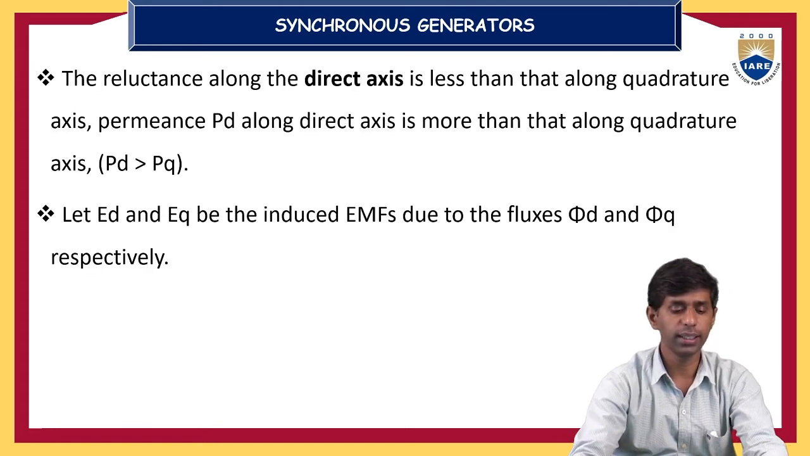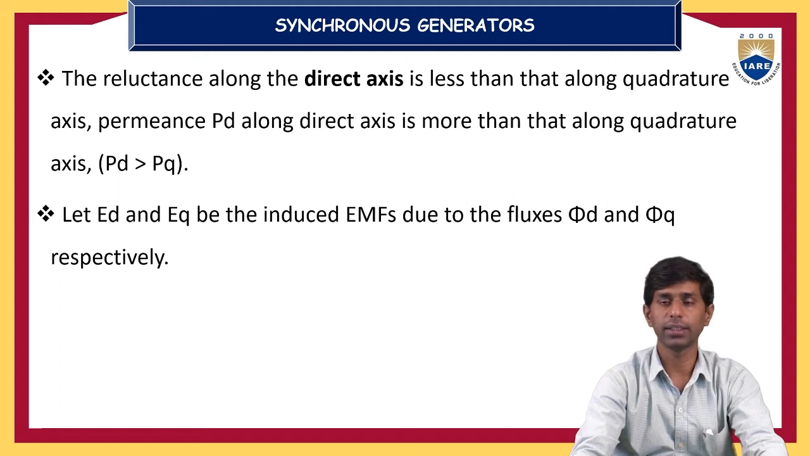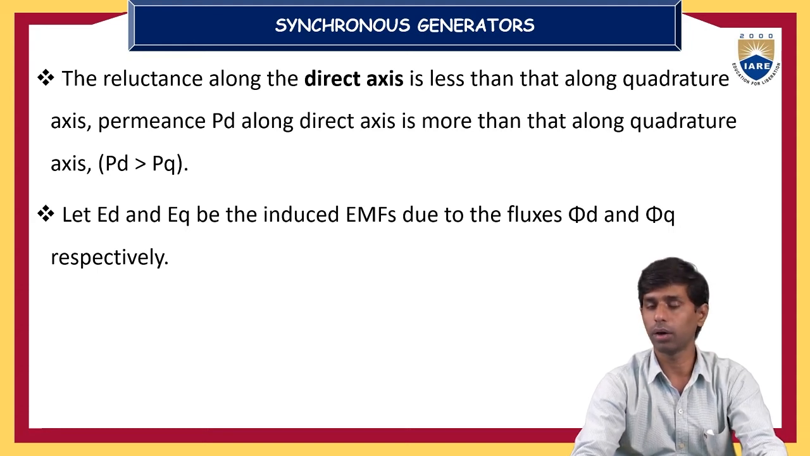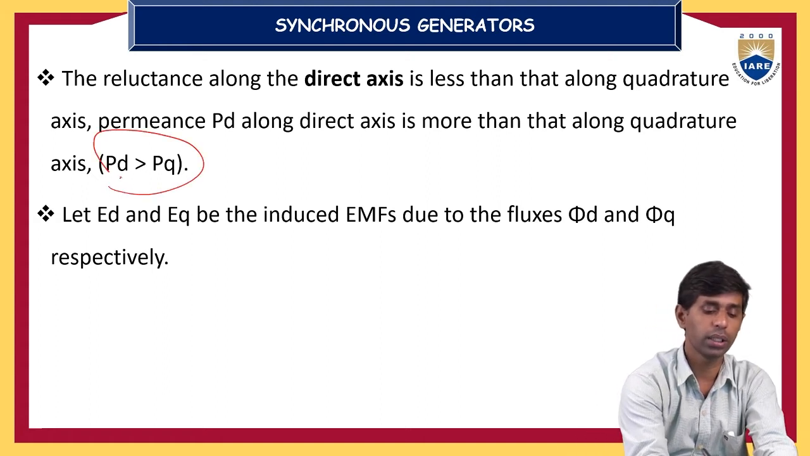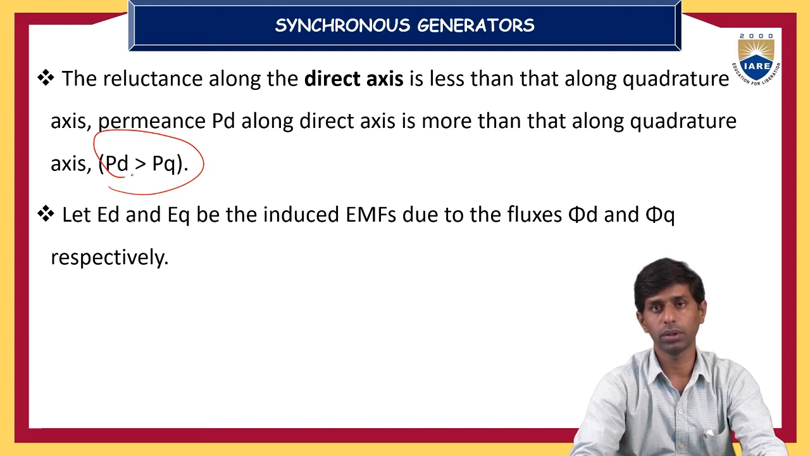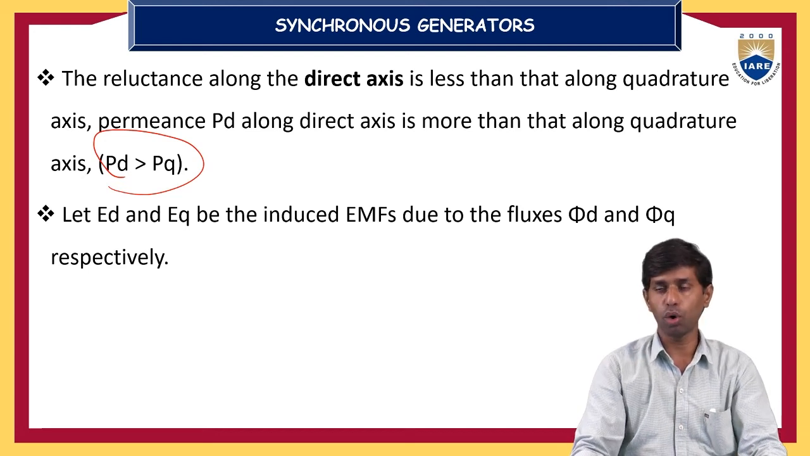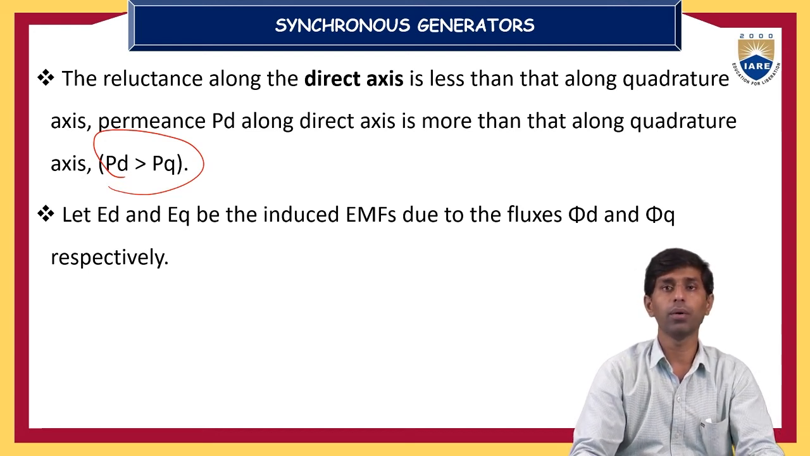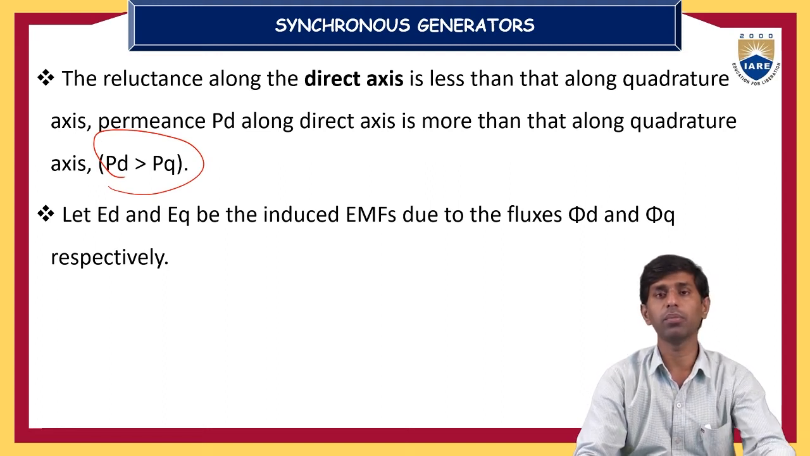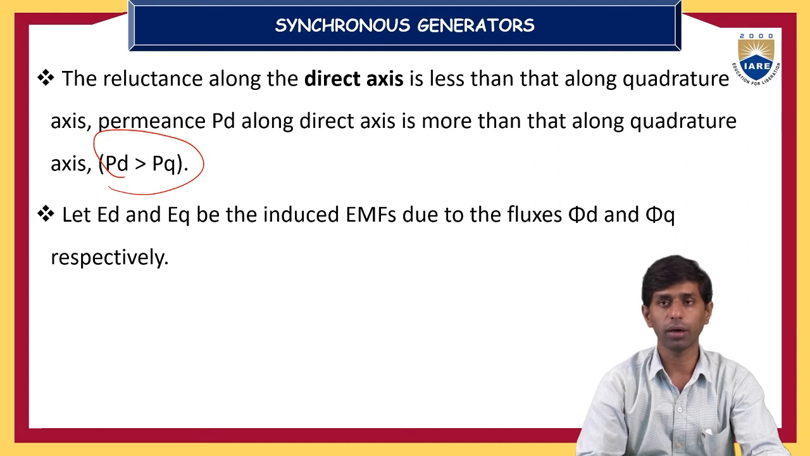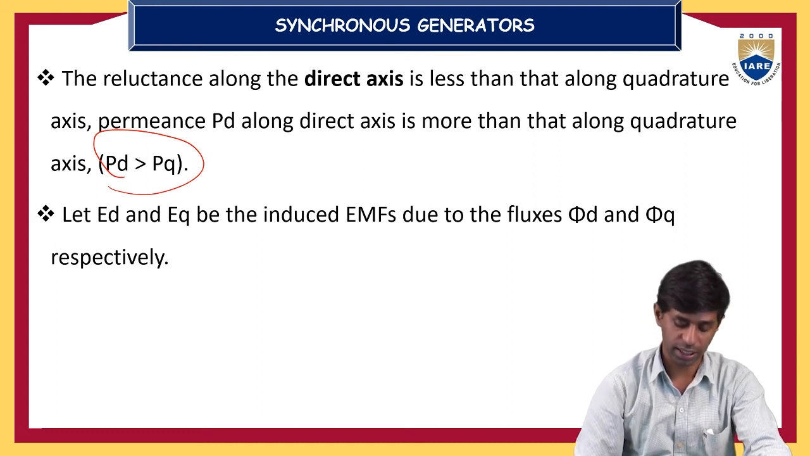We know the reluctance along the direct axis, that is along the pole axis, is very small compared to the quadrature axis. Similarly, the permeance along the d axis is more than along the quadrature axis. That is why Pd is always greater than Pq. The permeance along the direct axis is more than along the Q axis because the reluctance offered along the direct axis is minimal compared to the reluctance offered along the quadrature axis.